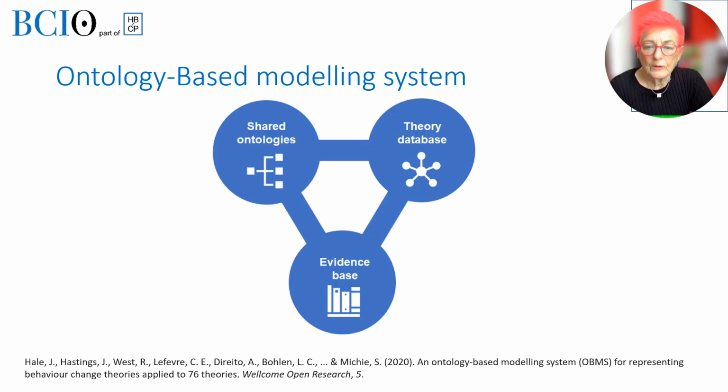The Ontology-Based Modelling System, published by Hale et al. in 2020, identifies the three elements that need to be brought together. On the one hand, we have the theory database, and the theory database is linked directly to its evidence base. But we want that evidence base to be more generally available outside the specific theory, and we can do this by linking the theory database to the shared ontologies, and then it's possible to link the evidence base to the shared ontologies.